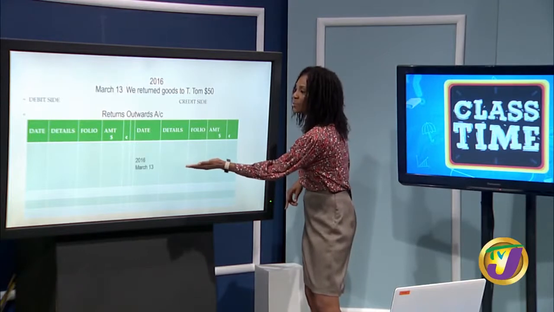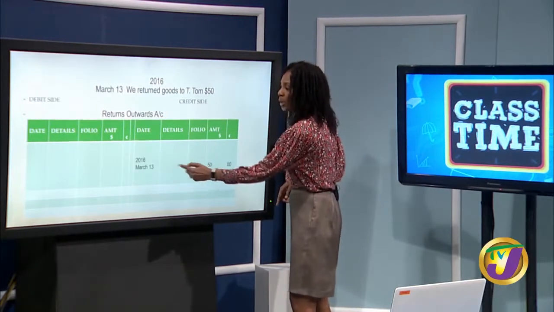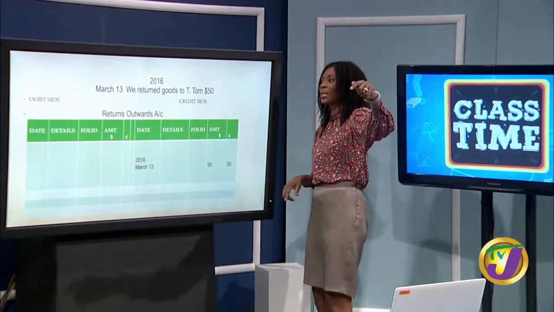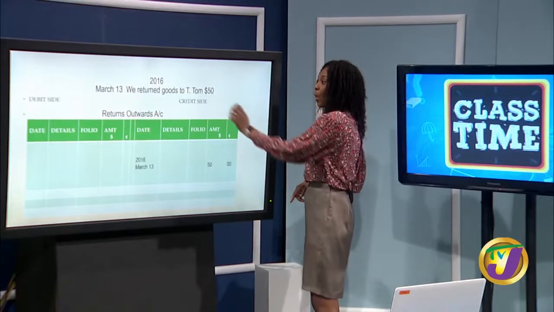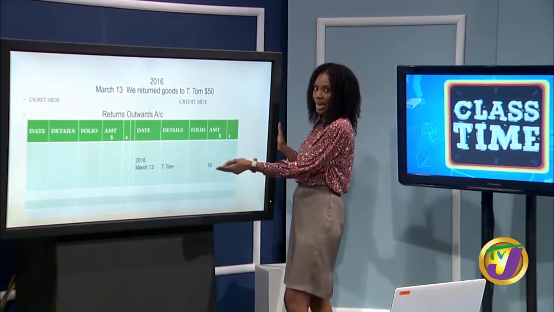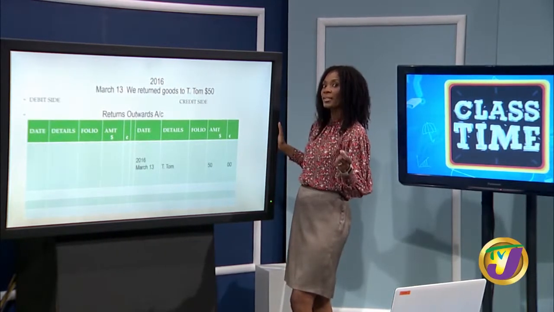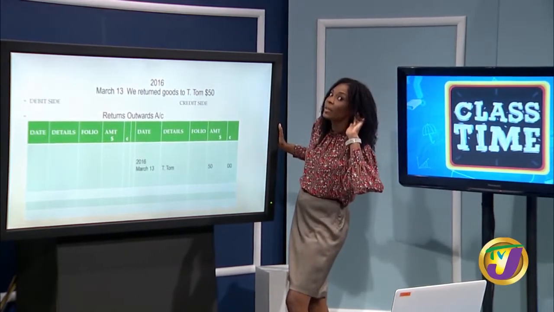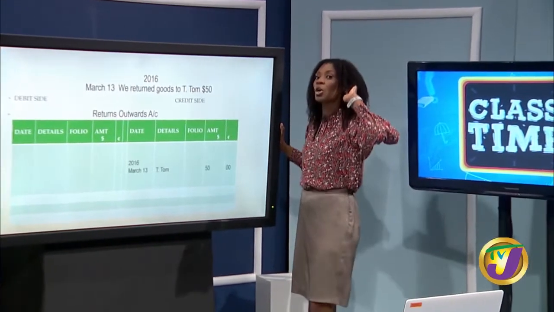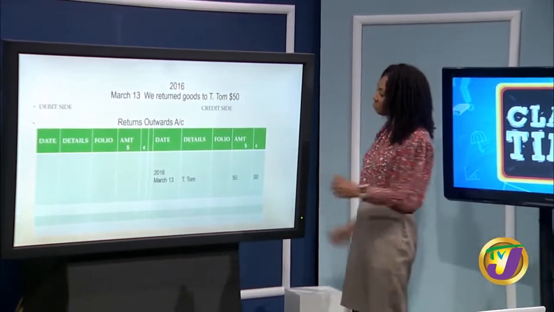Notice the details is blank, and we're in the returns outwards account. What will we write in the details? The name of the other item that has been affected, and that would be what? T-Tom. Very good. Folio is absent. What will we put in the folio column? Where will we find T-Tom's account again? In the purchases ledger. Very good. And why? Because he's a creditor.